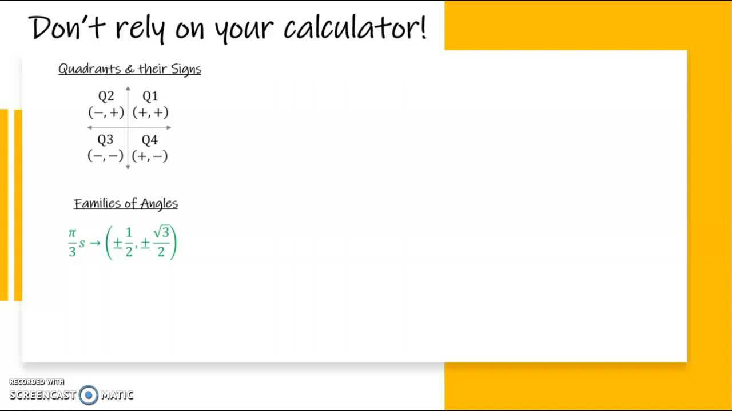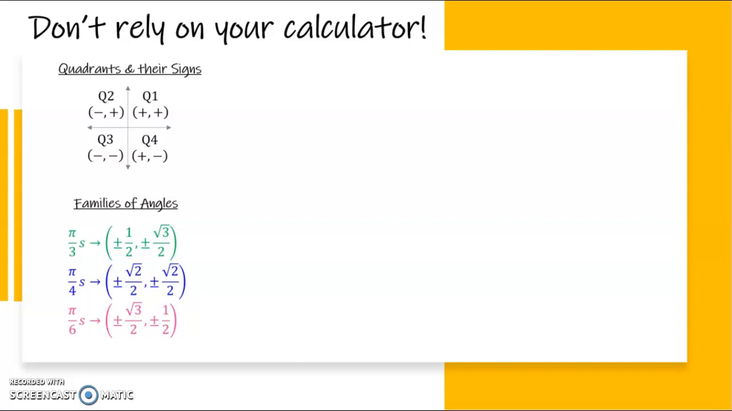So our pi over 3's, depending on the quadrant, the sign will change, but all angles that are pi over 3's are 1/2 and root 3 over 2. For pi over 4's, it's root 2 over 2 for both x and y. And for pi over 6, it's root 3 over 2, 1/2.